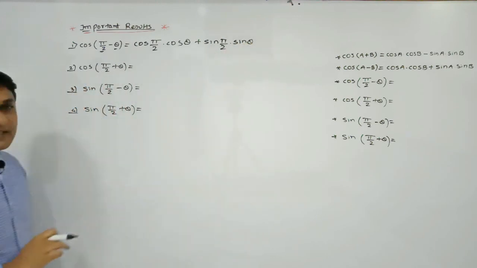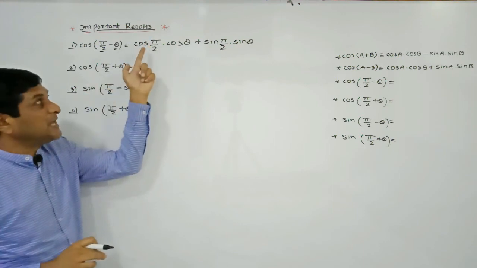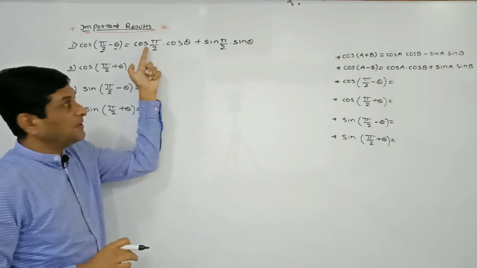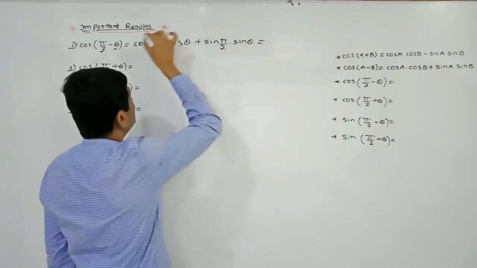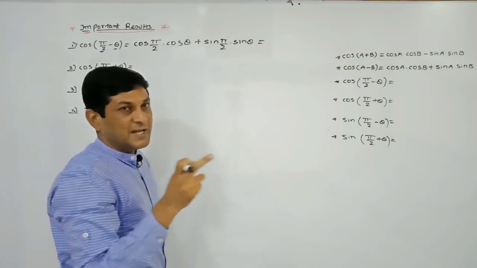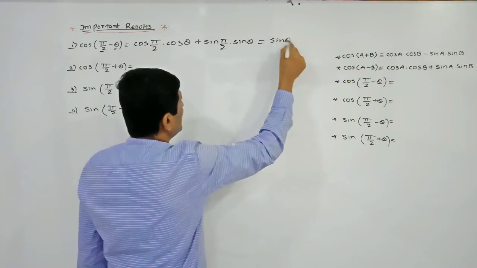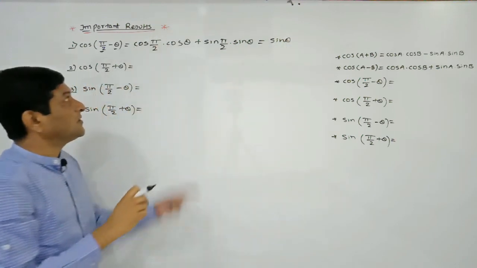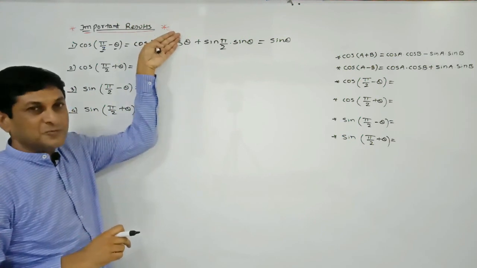Let us simplify this expression. Pi by 2 means 90 degrees. And we know that cos 90 is equal to 0, and 0 into any term becomes 0. This means the first term becomes 0. Now sin 90. What is the value of sin 90? It is 1. And 1 into sin theta will be equal to sin theta.